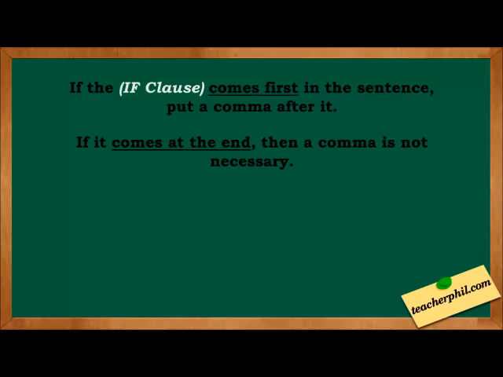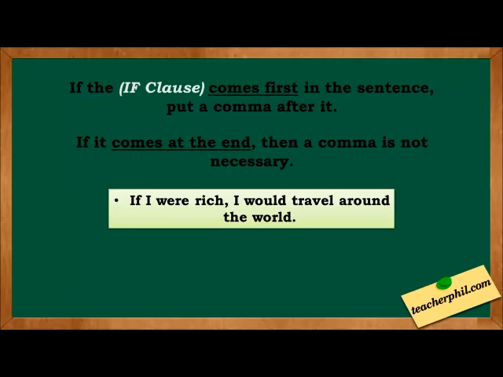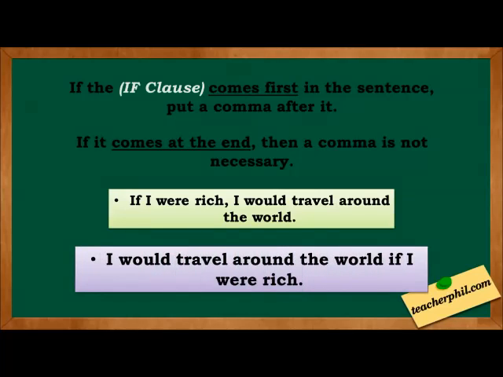If the if clause comes first in the sentence, put a comma after it. If it comes at the end, then a comma is not necessary. Example: if I were rich, I would travel around the world. If you noticed, the if clause, if I were rich, comes first in this sentence. That's why a comma is put after it. I would travel around the world if I were rich. This time, the if clause, if I were rich, is found at the end of the sentence. That's why we didn't put a comma.